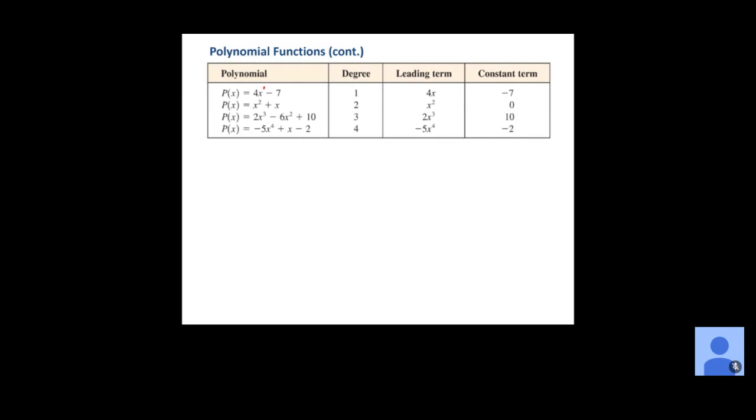And then our next one, 2x cubed minus 6x squared plus 10. Again, the degree is your highest exponent, so our degree is 3. Leading term is 2x cubed. Constant in this case is the 10. And then our last one, the degree is 4 because that's our highest exponent. Leading term is the negative 5x to the fourth. And then our constant is going to be a negative 2 because, again, we're going to keep that sign with the number.